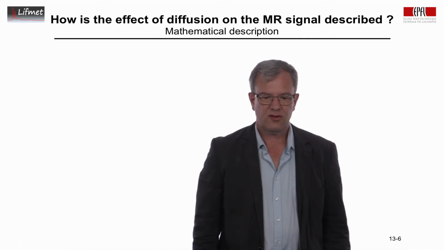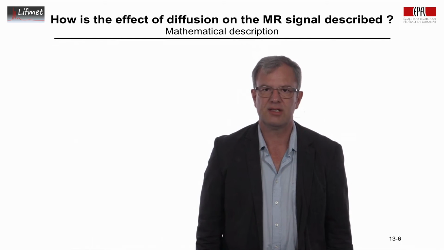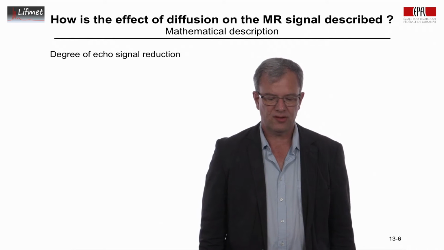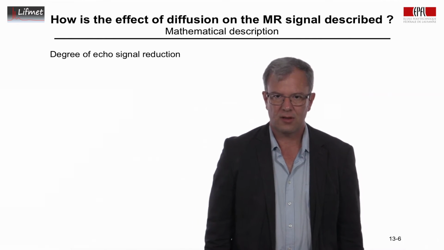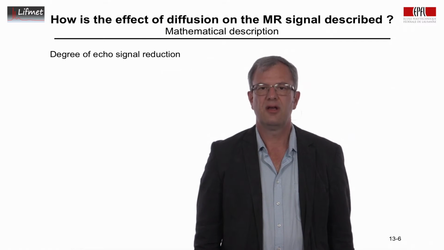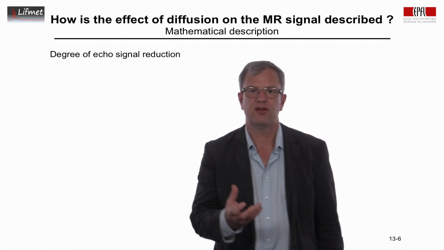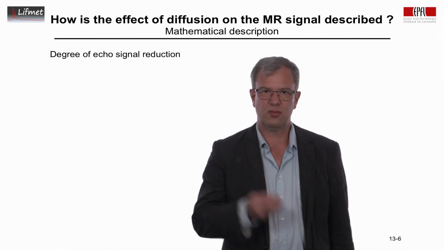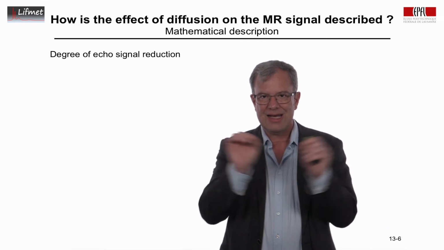So now how do we describe the effect of diffusion on the MR signal in a more quantitative way? And I will do this here, and we will have a consideration on what it is that reduces the signal. Now we have to think about here, the reduction of the signal is due to the fact that the molecules are displaced by a certain distance during the time between the 2 gradients.